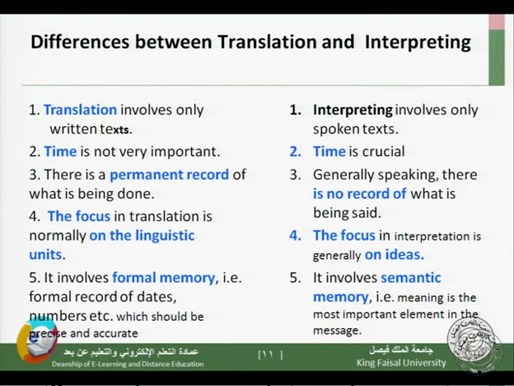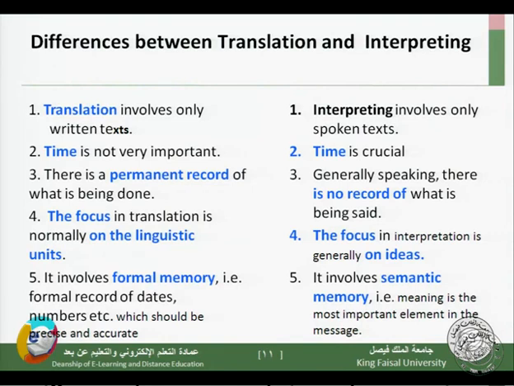Now, number 5. Translation involves formal memory. You need to have a formal record of numbers and days, where it should be really accurate and precise. So in translation, you need to be accurate and precise regarding dates and numbers and so on.